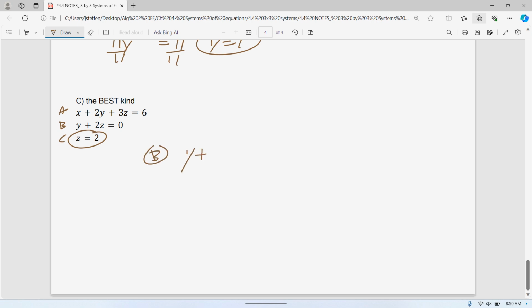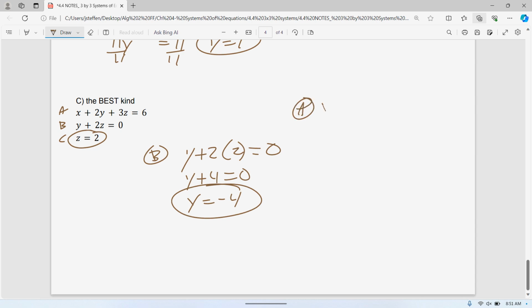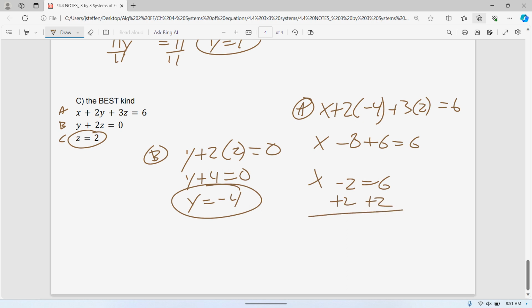y plus 2 times 2 is equal to 0. Subtract 4 from both sides. So now my y, just like we normally do in step 4. Now that you have your z and your y, plug it into that third equation so you can find your x. So I have x plus 2 times -4 plus 3 times 2 is equal to 6. And then again, now just solve this one for x. That's x, -8 plus 6 is -2. Add 2 to both sides, you get x is equal to 8.